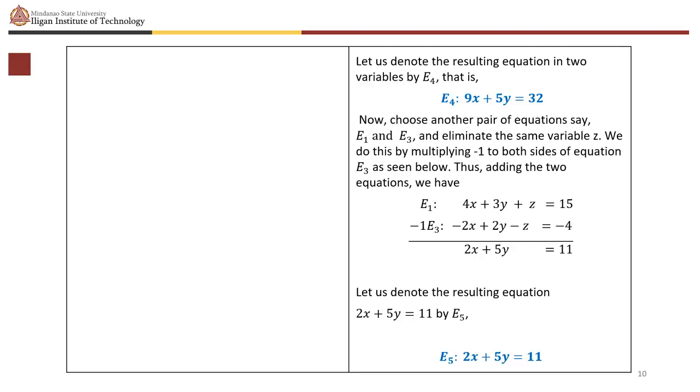So let us denote the resulting equation 2x plus 5y equals 11 by e sub 5. So e sub 5 now is 2x plus 5y equals 11.